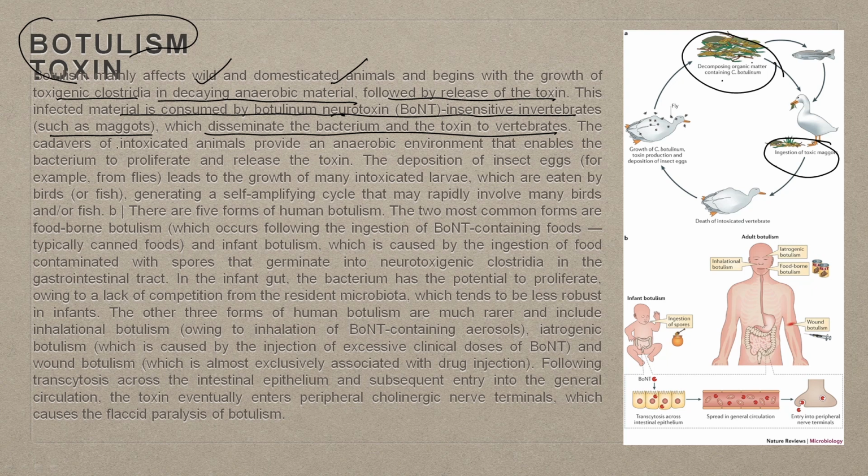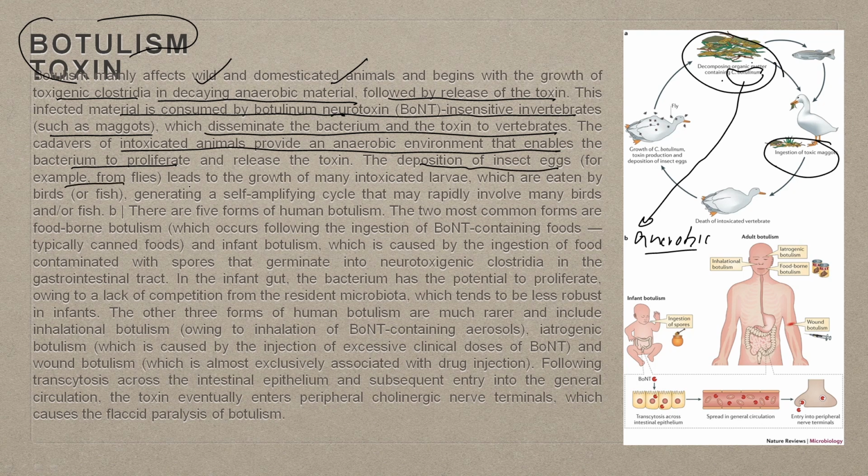The cadavers of intoxicated animals provide an anaerobic environment that enables the bacterium to proliferate. So, you realize that this particular Clostridium is a favorable stuff for anaerobic situation. Okay. Release the toxin. The deposition of insect eggs, for example, by flies, leads to the growth of many intoxicated larvae, which are eaten by the birds or fishes, generating a self-amplifying cycle. That's why this fish is shown here, that may rapidly involve birds and or fish.